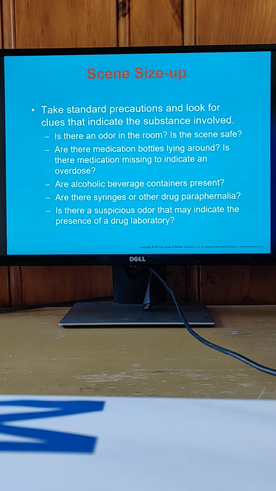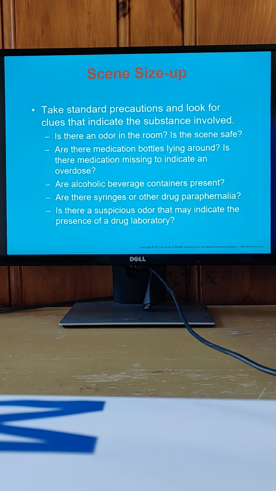Scene size-up. Take standard precautions and look for clues that indicate what the substance was that was involved. Is there an odor in the room? Is the scene safe? Are there any medication bottles lying around, like I said earlier? Is there any medication missing to indicate an overdose? If you're supposed to have 40 pills and there are 2 pills left, where did the other 38 pills go? Okay? You don't know for a fact, but you strongly suspect that they took them.